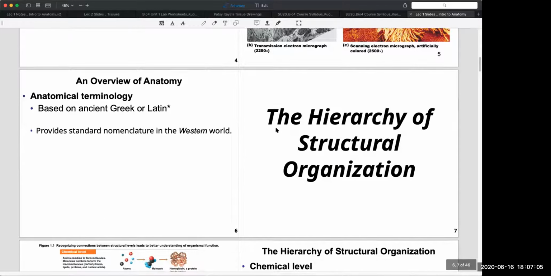Anatomical terminologies are oftentimes based on ancient Greek or Latin. I'll post a handout I can use to make references for many of these Latin roots, word roots.